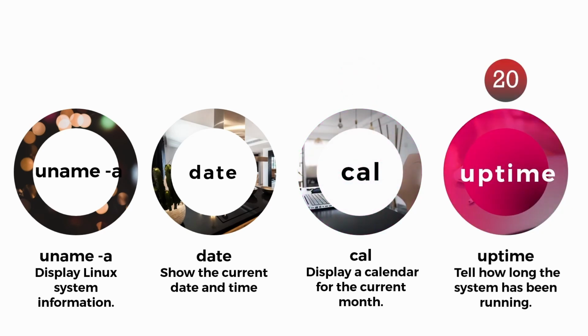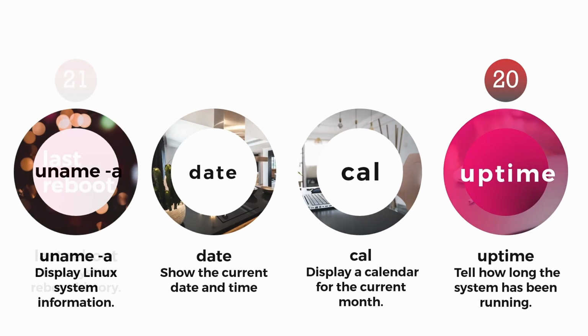Next one, we have uptime. It is used to display the current time, the length of time the system has been running, the number of users currently logged on to the system, and the system load average for the past 1, 5, and 15 minutes. So it's a very handy command for a system administrator as well.